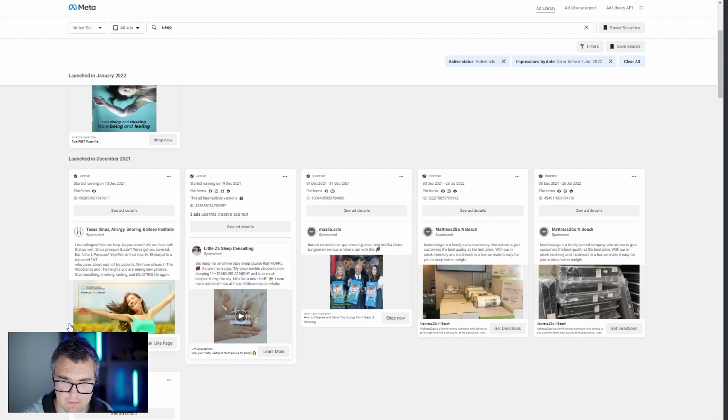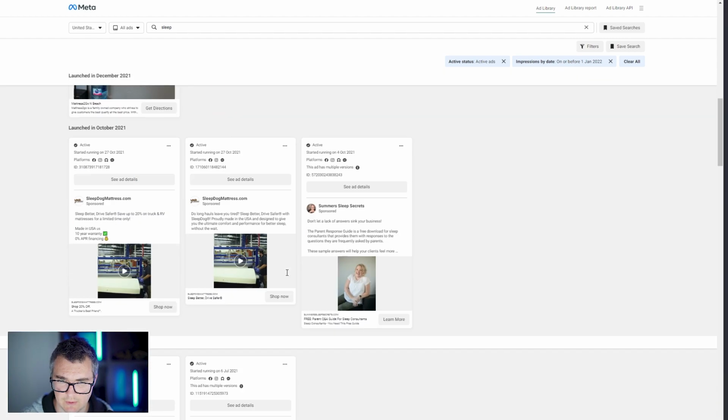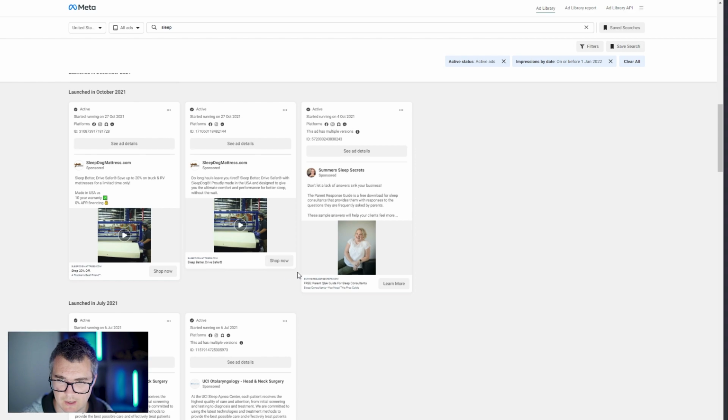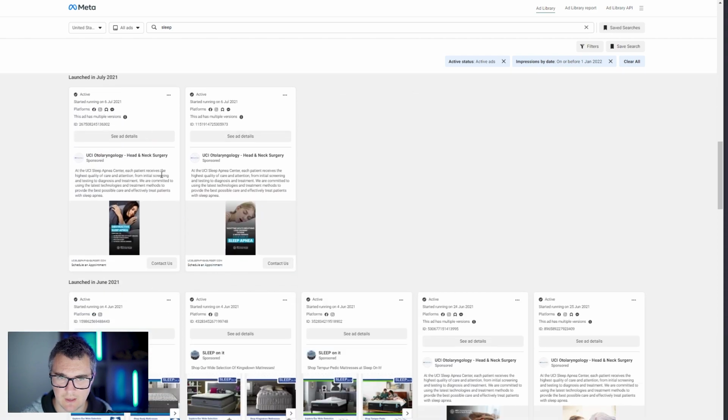Here we go. Now some of these aren't directly related to sleep, but they might have sleep in them. So that is the other thing too. Obviously we've got mattresses here and sleep apnea. This is 6th of July 2021. There's a lot of text in these. And obviously they're probably more like reels and stories and those more Instagram type vertical creatives.